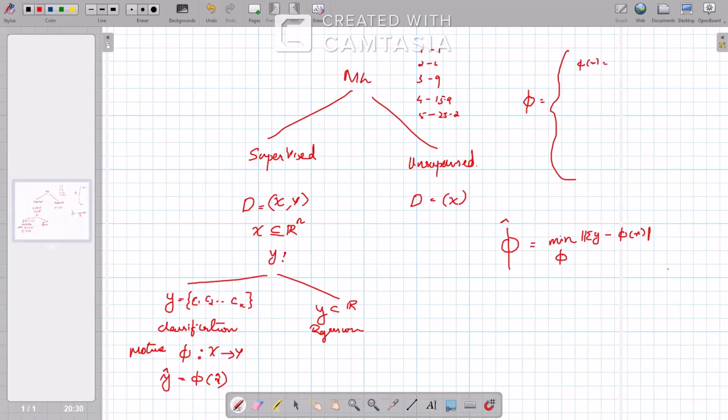Phi of x can be x square. Phi of x can be x square minus 0.1. Phi of x is equal to x square plus 0.1. Phi of x is equal to x minus 1 whole square. Phi of x is x minus 0.1. Phi of x is equal to x plus 0.1 whole square. Okay. So these are all different possibilities, right? Are you getting that?